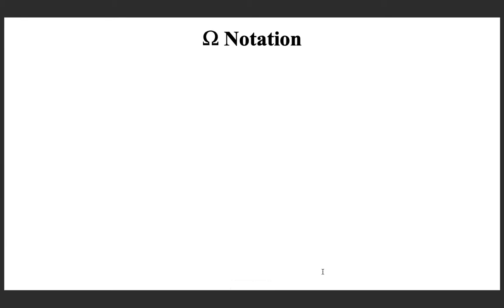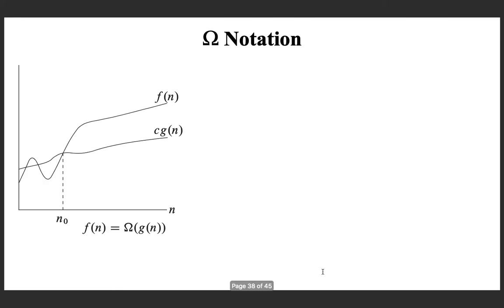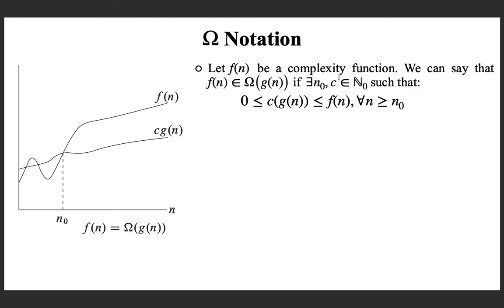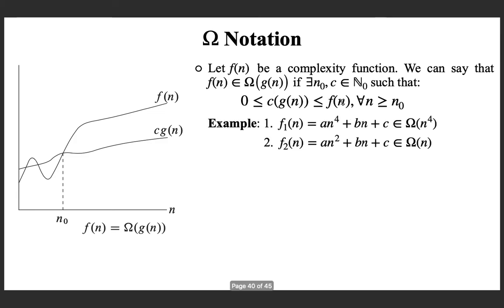Coming to the last notation, which is omega. Now from the figure, I think you are getting it. Omega is a lower bound. The definition tells you if you can find a constant c such that c multiplied by a function g of n is a lower bound for f of n, then you can say that f of n is in the order of g of n. Examples: this function, which is a polynomial with degree 4, you can say that it is in the order of n to the power 4.